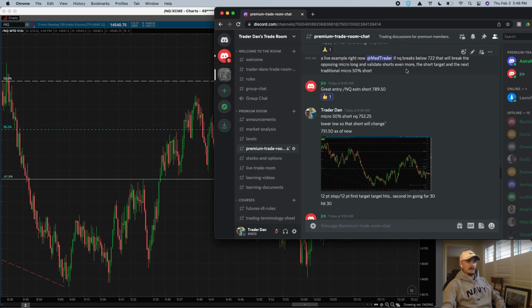The short target will become validated and the next micro 50% short could basically trade. So I ended up mentioning how 752 quarter, and then it ended up being 751 half. And I sent a picture in there, and that's the same setup that we're going to talk about here.